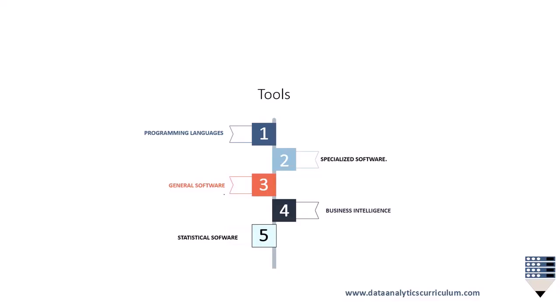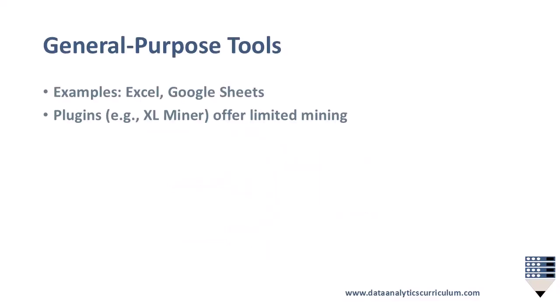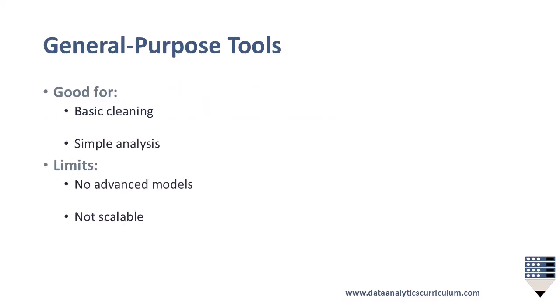Let's begin with the most familiar category: general-purpose tools. These include programs like Excel and Google Sheets, tools most people already use every day. With add-ons such as Excel Miner, you can perform some basic data mining tasks like regression, clustering, or simple prediction. They're great for cleaning, summarizing, and quick visualizations.